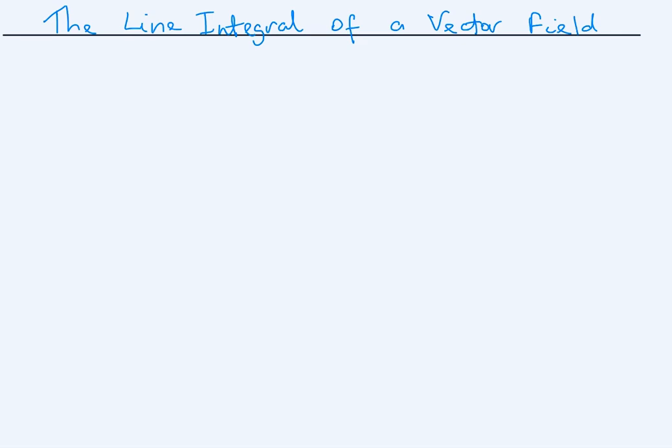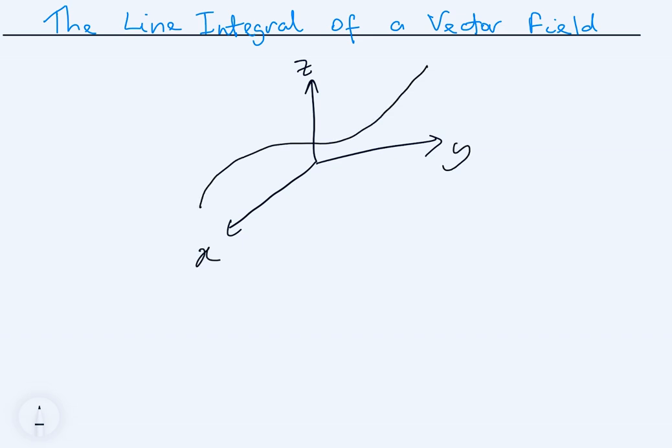In this video, we are going to discuss the line integral of a vector field. So suppose that we are in R3. Let me just draw a rough sketch of R3. So that's the z-axis, x-axis, y-axis. And suppose we have a curve here, and let's label the curve C. So that's our curve C.